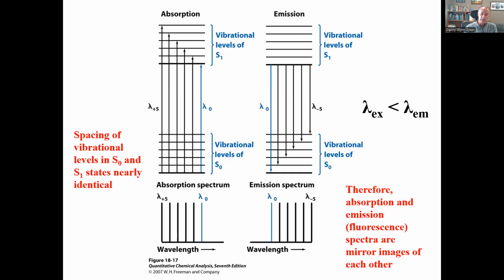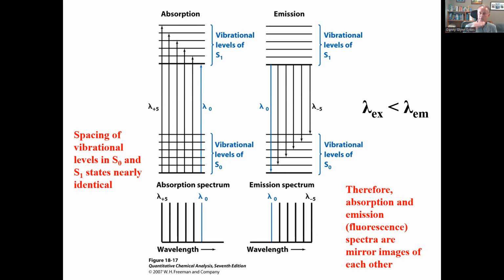So on the left-hand side here, we have the absorption spectrum. So we're starting in the ground vibrational state of S0, because that's the lowest energetic state in the ground electronic state. And then absorbing photons of different wavelengths or different energies can promote that molecule to any one of those vibrational states in S1. Okay, the higher energy being the lambda plus 5, right? Higher energy, smallest wavelength.